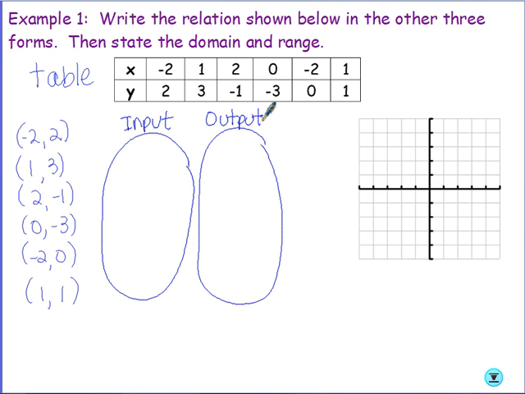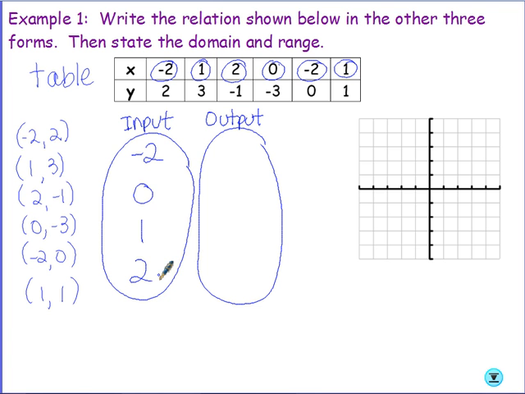So if I look through my x's, my smallest x is -2. I have one here and here. So that's my first one. Next, I have no more negatives. My next smallest is 0. My next smallest is 1. And my last one is 2.